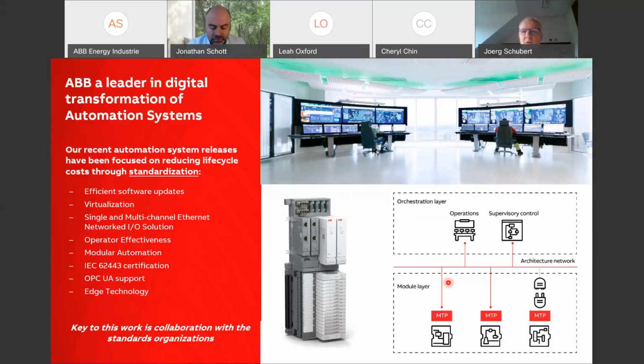Operator effectiveness, and you see this in the upper picture here, clearly is one of the key differentiators of ABB solutions. The Extended Operator Workplace that you can see here is where few operators can handle, in a very human-centric manner, large parts of the plant, helping to operate plants more safely and more efficiently.